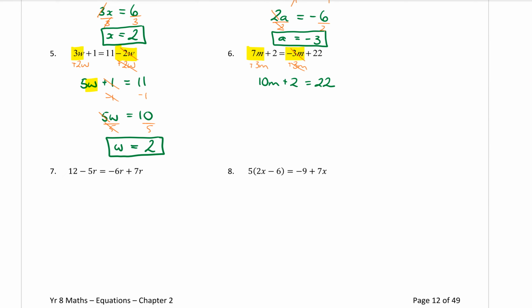Then, to get the m by itself, I have to get rid of the 10 and the 2. The 2 will move next. The opposite is to subtract 2. 10m equals 22 take away 2 is 20. And one more step, I need to get rid of the 10. It is currently timesed, so the opposite is to divide. M is by itself, and 20 divided by 10 is 2. A lot of 2's in our answers here.